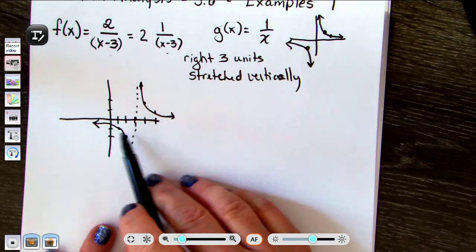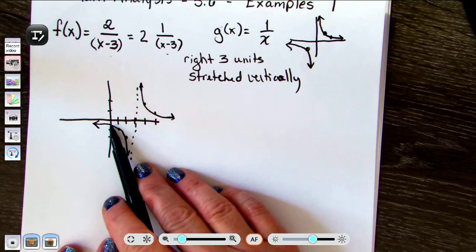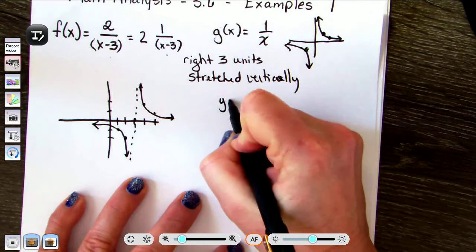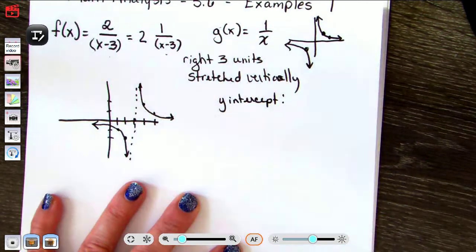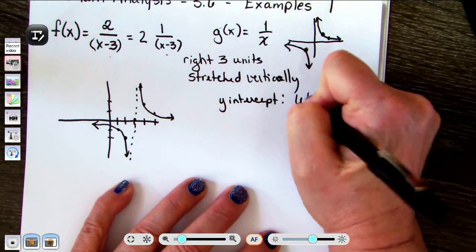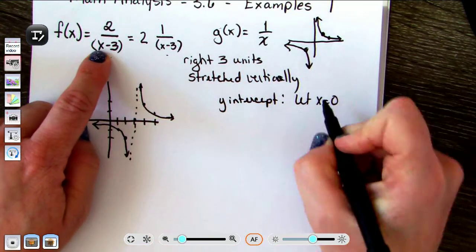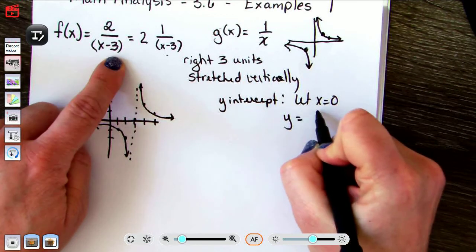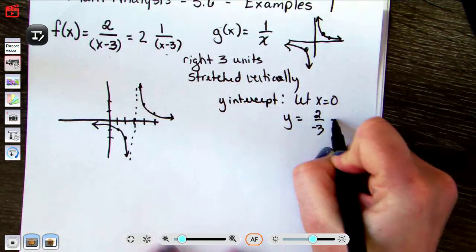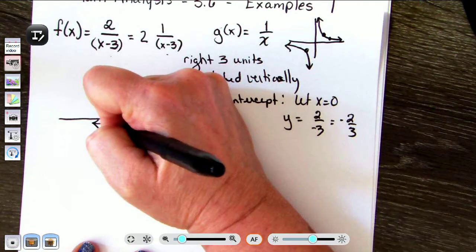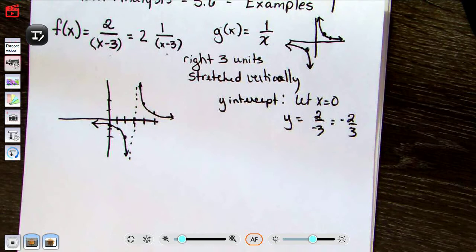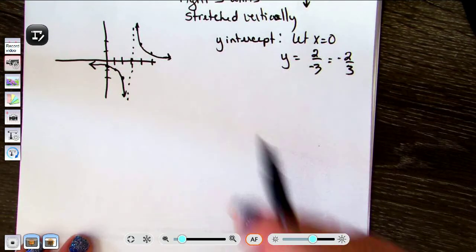We could find that y-intercept, so we could actually label it if we wanted to. If I let x equal 0, I get that y is equal to 2 over negative 3, or negative 2/3. So we could put a dot in there, which would be at negative 2/3, if I wanted to make more detailed axes. Okay, let's look at one more.